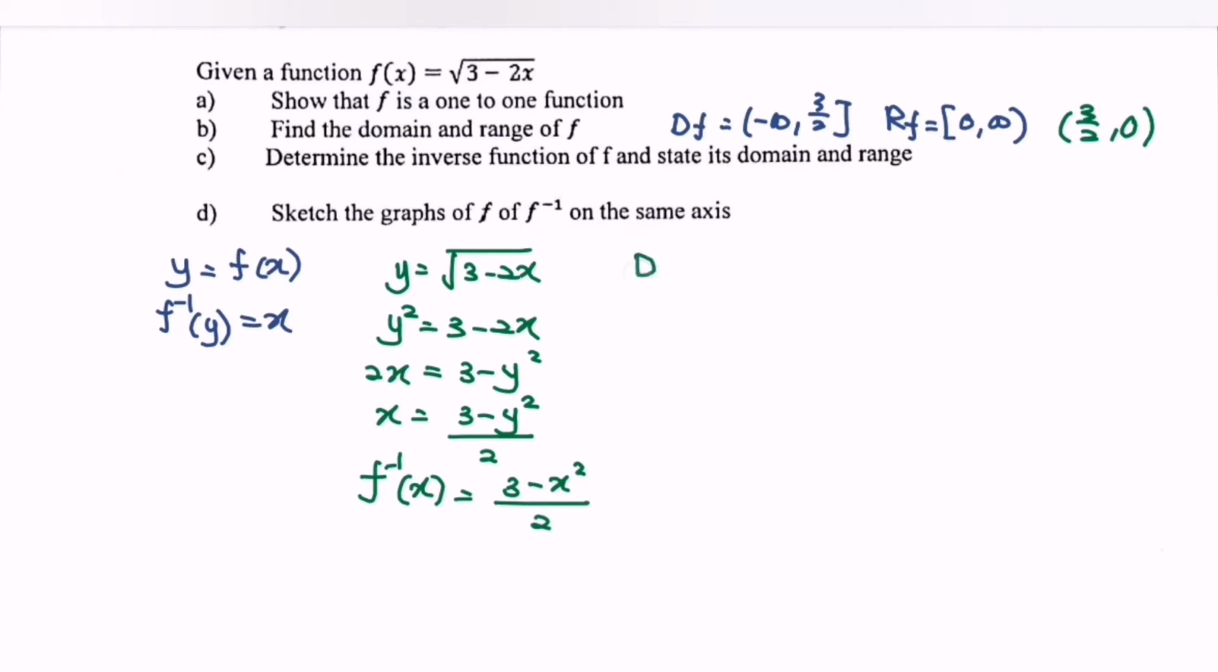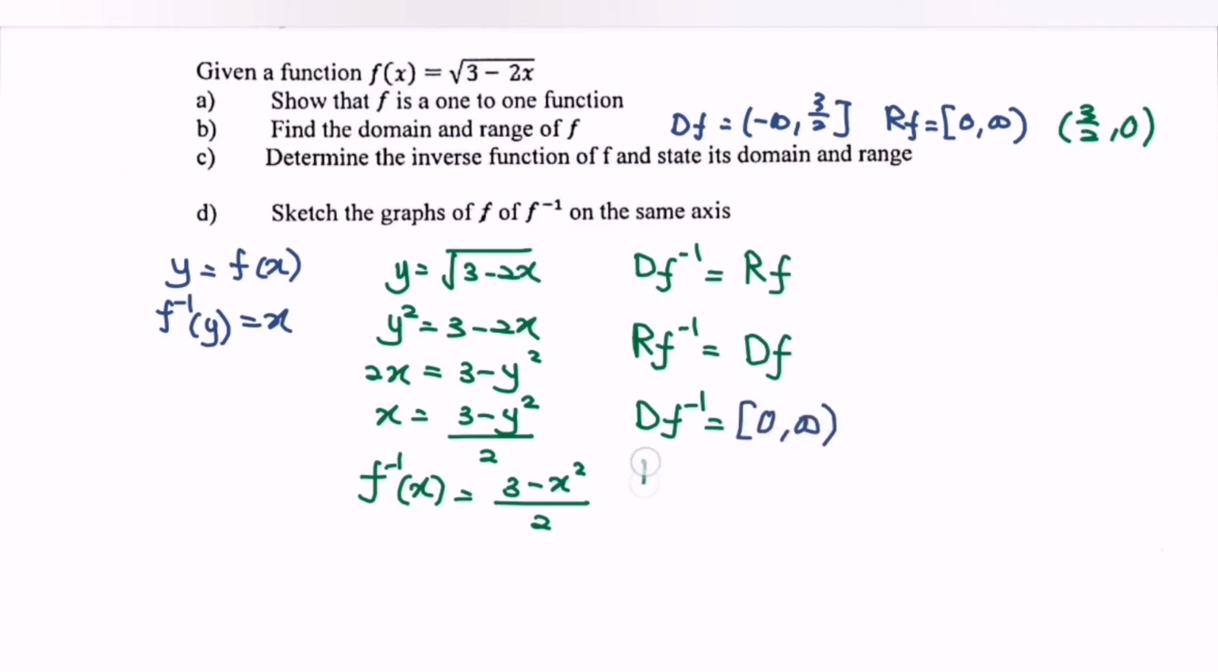The domain for f inverse is equal to the range for f, and the range for f inverse is equal to the domain for f. So the domain for f inverse is 0 until positive infinity. Next, the range for f inverse is negative infinity until 3 over 2. So that is the situation for C.